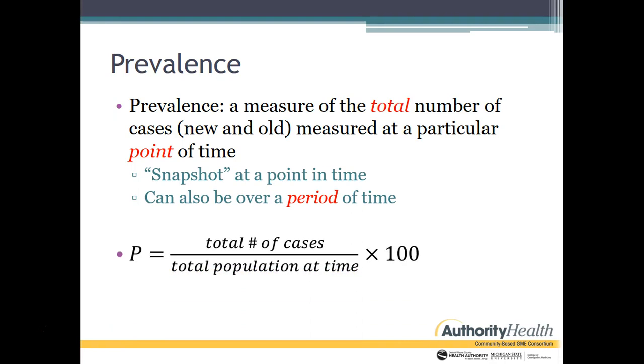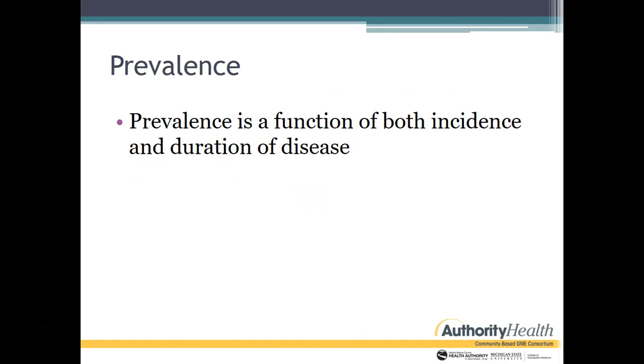So here's the formula for point prevalence, and you'll see that it's just the total number of cases at the time over the total population, of course, times 100. All right, so that's prevalence. How many cases at a specific point in time?